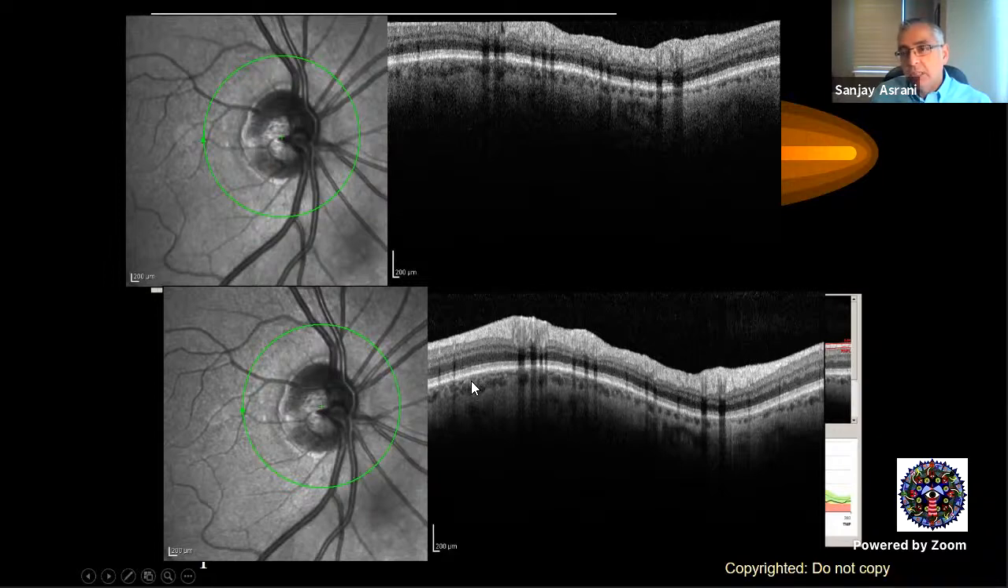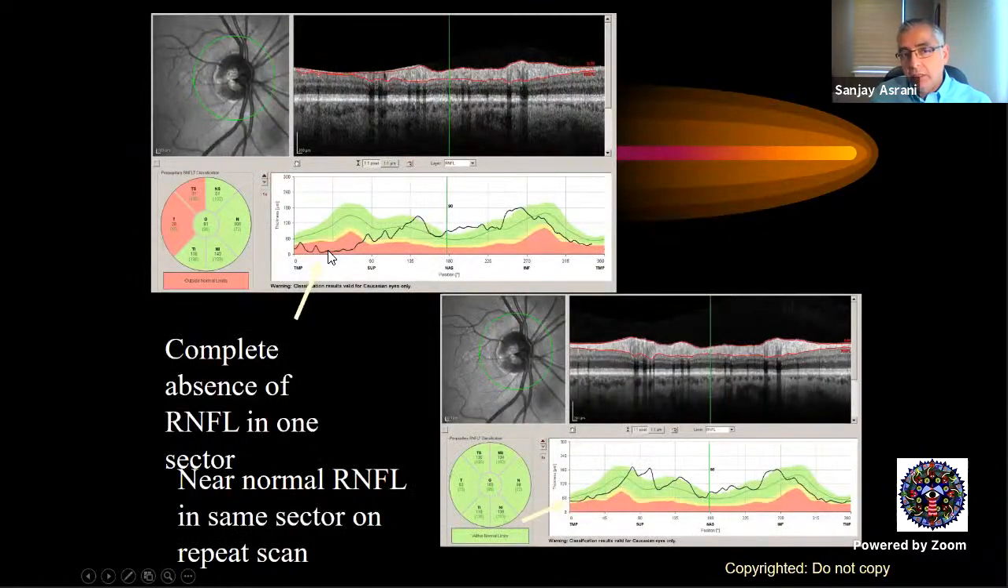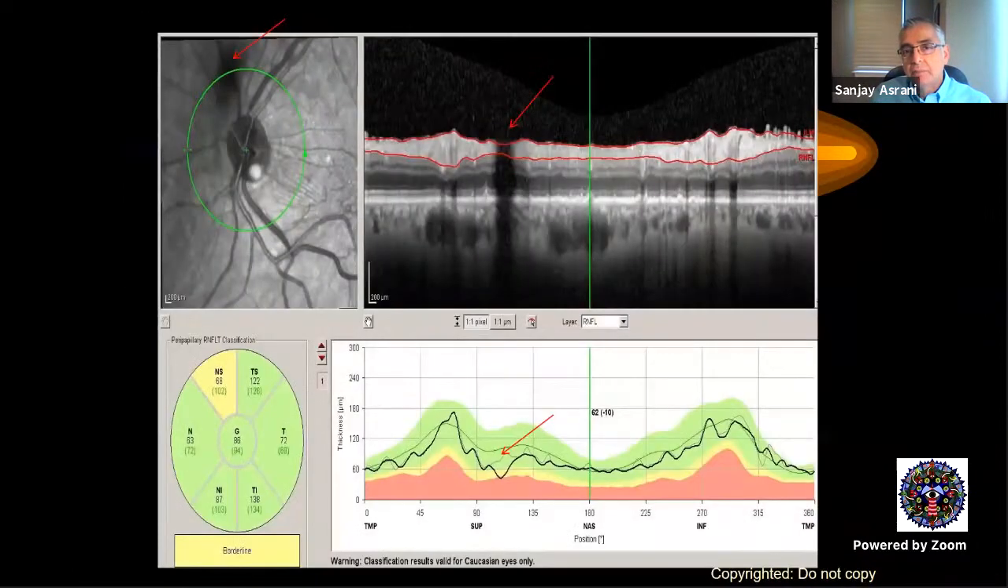How did I know that this was an artifact? One is that measurements never drop to zero. There is always a floor effect. So if it drops to zero, something's wrong. Also, there cannot be an absent nerve fiber layer when I can see the rim and I can even see the nerve fiber layer here. I can see the striations. So I know there is nerve fiber layer there. So that's how I detected that it is an artifact.